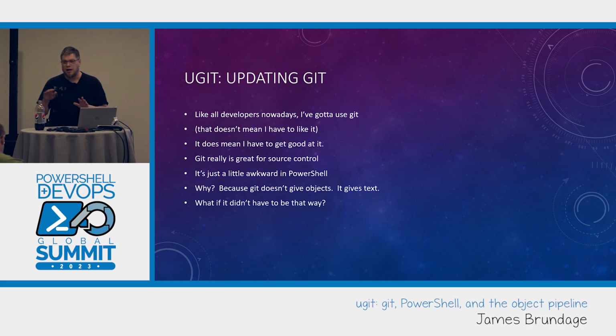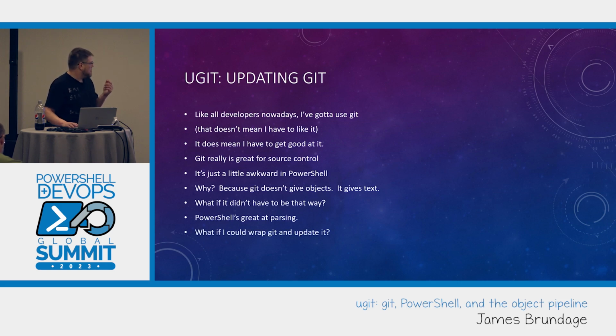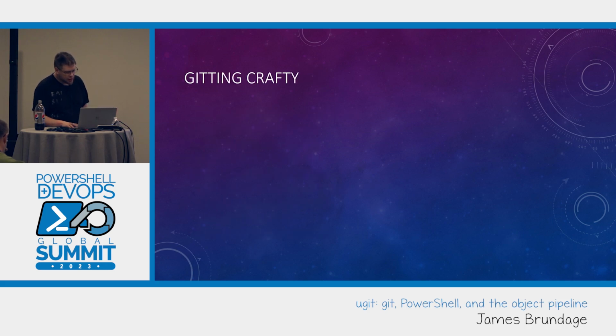And this is where, if Joel Bennett is not in the room, he's still getting a third of the blame, because it started off with a, hey, what would happen if? Little Discord chat between me and Joel Bennett. See, PowerShell's great at parsing. What if I could just wrap Git and update it a little bit and parse what comes out of Git? So this doesn't seem too bad, right? You know, famous last words.